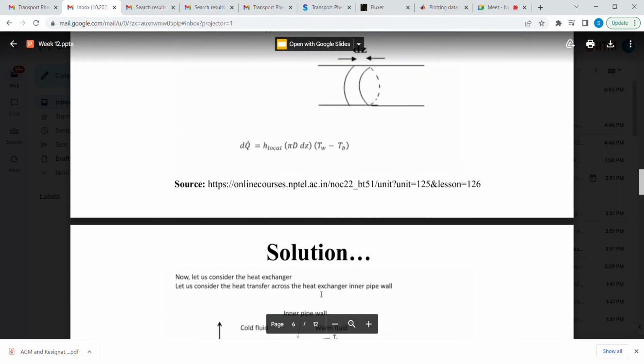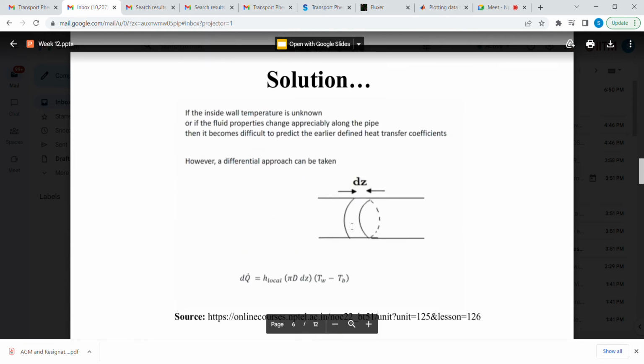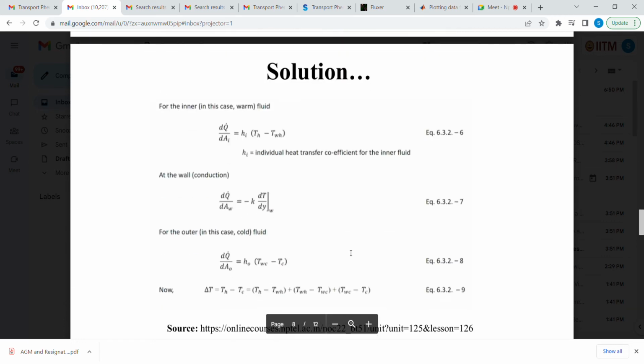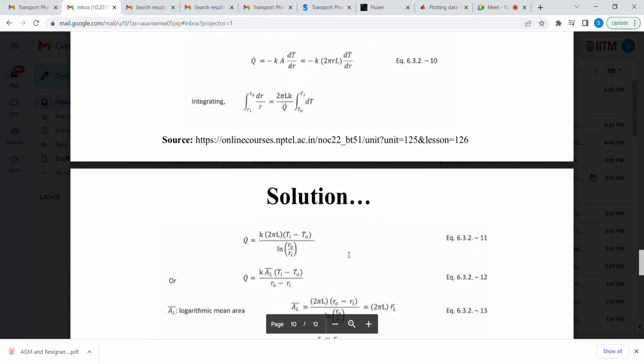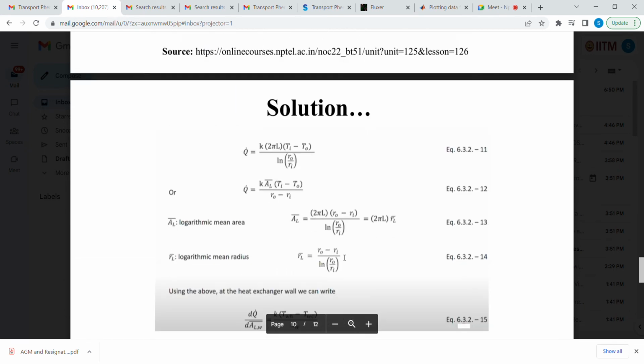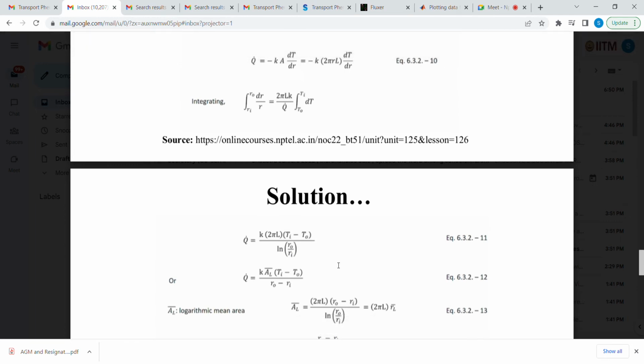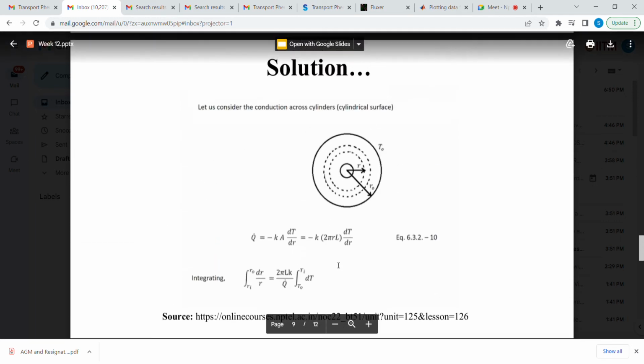So see, up to this, we took an infinitesimal piece of length L, and then we looked at the heat exchanger. And now we are going to look more. I'm just going to give you a minute to digest all this. Just look at the shell balance for some time properly.